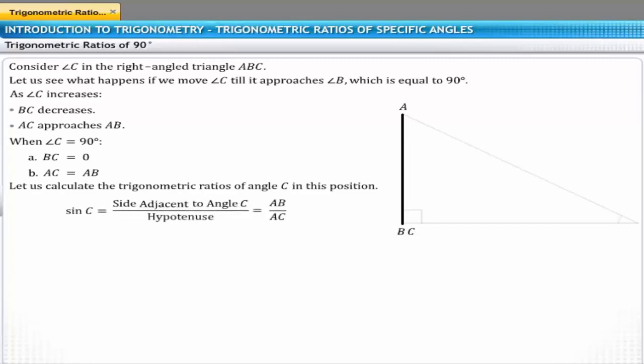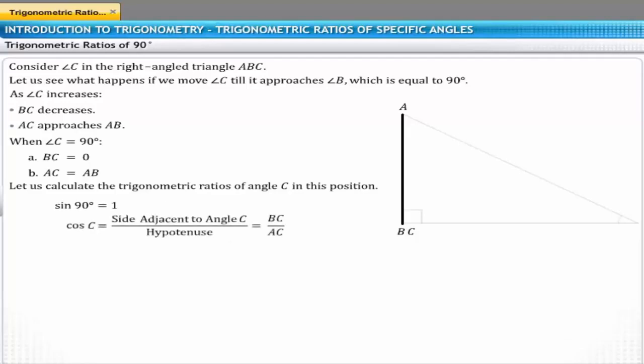We know that sin C is equal to the ratio between AB, the side opposite to angle C, and AC, the hypotenuse. We have seen that AC becomes equal to AB when angle C is equal to 90 degrees. Thus, we can say that sin 90 is equal to 1.